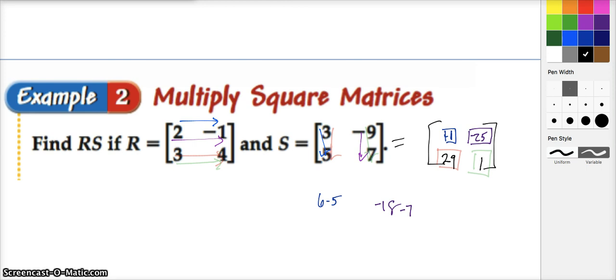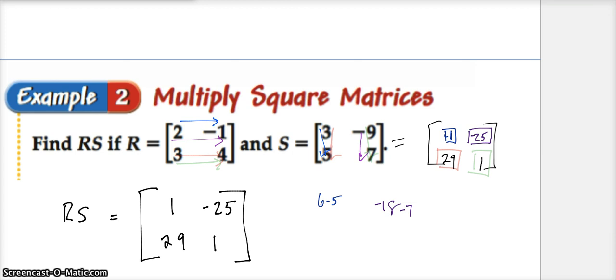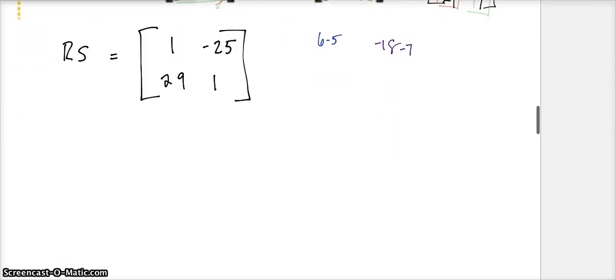Let me write this a little bit prettier. Okay, so we should have 1, -25, 29, and 1. I don't remember what I said when I did 6 minus 5, but we know 6 minus 5 is +1. If I said something other than that, my bad.